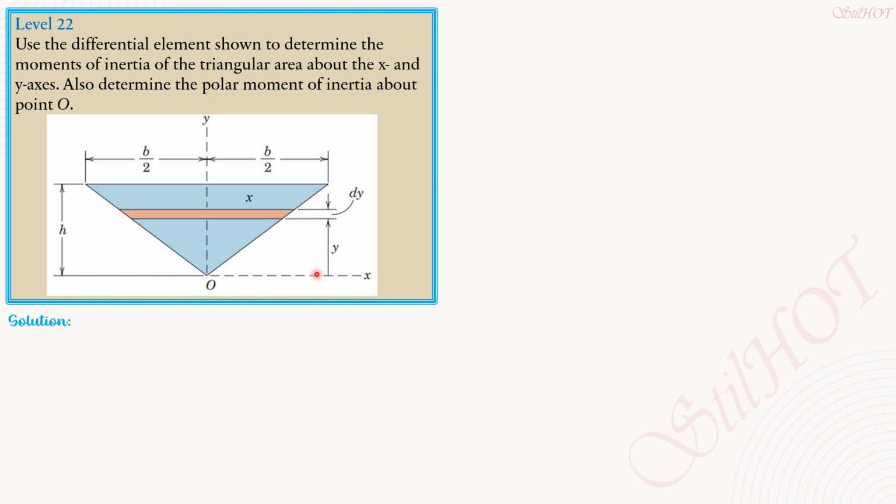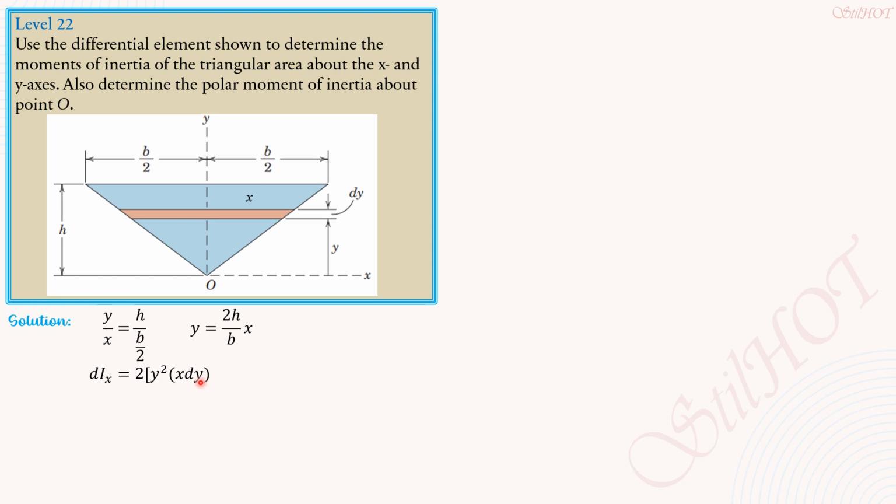So differential Ix is 2 times distance squared, y squared, differential area is x dy. And from the figure, y is to x as h is to b over 2. So that means y is 2h over b times x, or x is by over 2h. So differential Ix is 2 times quantity y squared x dy, 2 times square of distance, then differential area x dy.